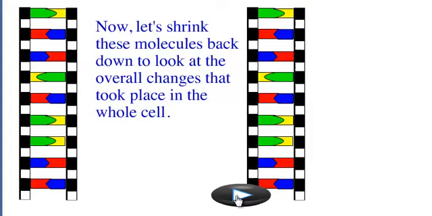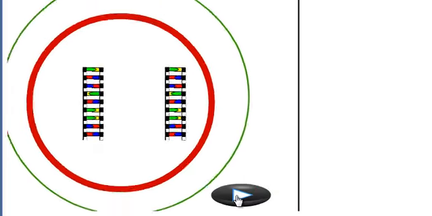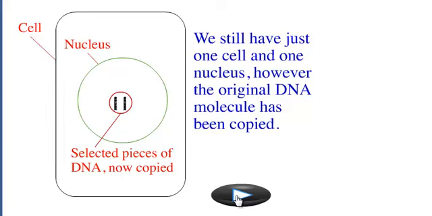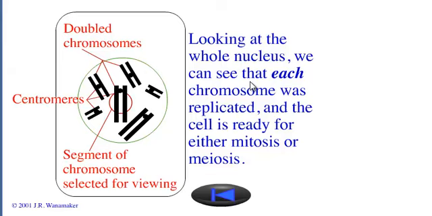So now we're going to zoom back out. Here we are in the nucleus and the cell. So we've got just one nucleus, but the DNA molecules have now been copied. At the end of DNA replication, all of the chromosomes will be copied, and you can see that each chromosome has now doubled, and it's held in place by a centromere. And this is DNA replication. Now that we know how DNA replication works, we'll be able to take a look at how cells divide in later lessons via mitosis or meiosis.